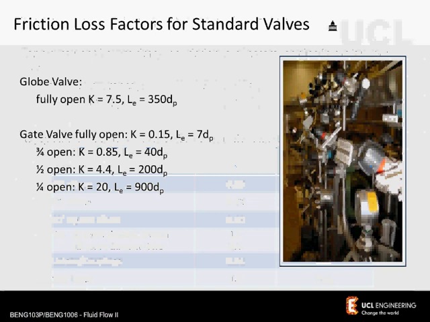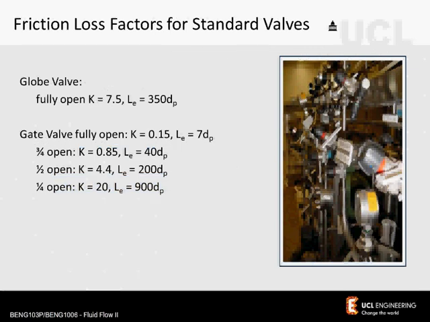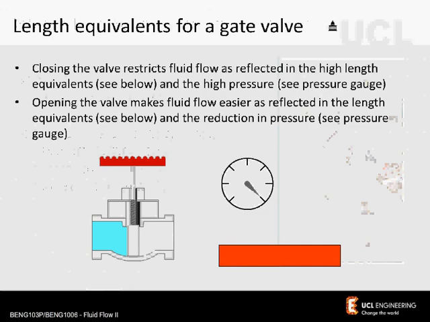Valves will also cause a certain amount of friction loss, and the amount of friction loss that they cause will be dependent on how much the valve is open. So, for example, the globe valve that is fully open will give you a K factor of 7.5, whereas a gate valve that is fully open will give you a K factor of 0.15. But if you begin to close the gate valve, the K factor will slowly increase. So the resistance that it's causing to flow, the friction that it's causing, is increasing. So closing a valve restricts the amount of fluid flow that's able to pass through the valve opening.